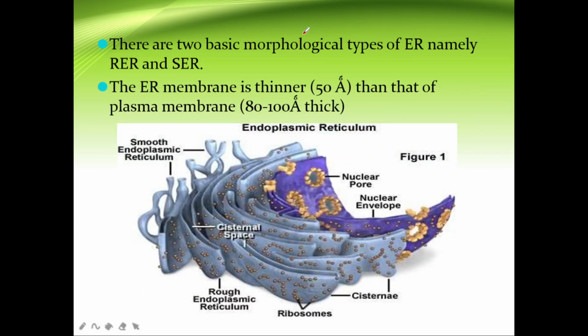There are two basic morphological types of ER, namely RER and SER. RER stands for rough endoplasmic reticulum and SER for smooth endoplasmic reticulum. The ER membrane is thinner, that is 50 angstrom, than that of the plasma membrane. The thickness of the plasma membrane is 80 to 100 angstrom, and of ER is 50 angstrom.